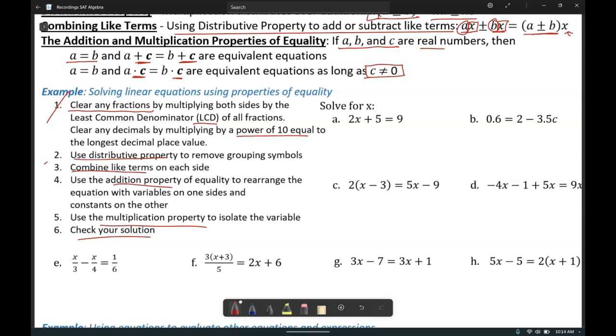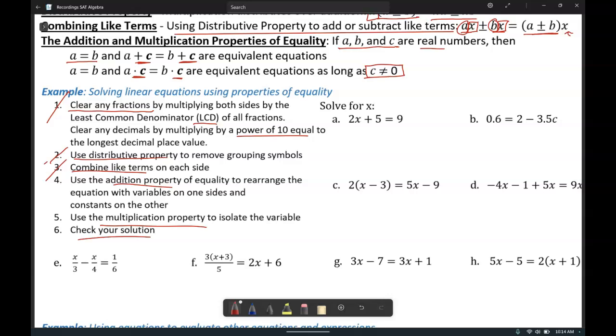Do we have any like terms on each side of the equation? And we look and say, okay, 2x and 5, those aren't like terms, so we can't combine those, and 9 is only by itself. So you can see with this equation, we actually skip the first 3 steps of this process. It's going to be a much simpler one to solve.